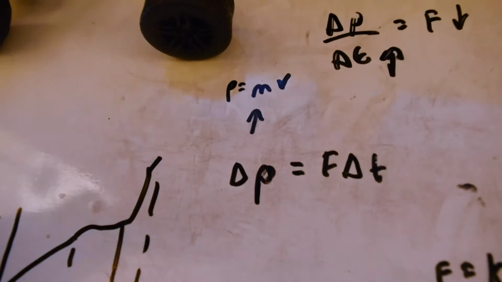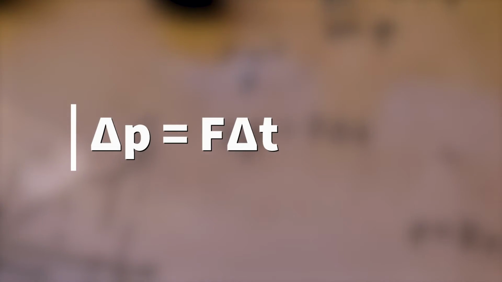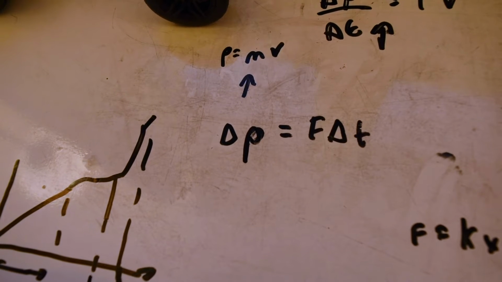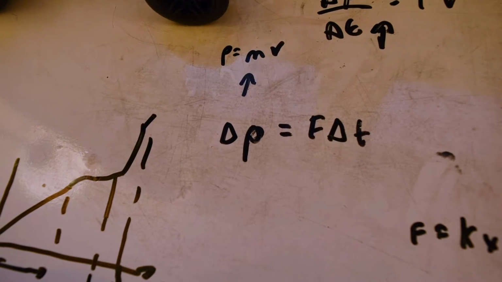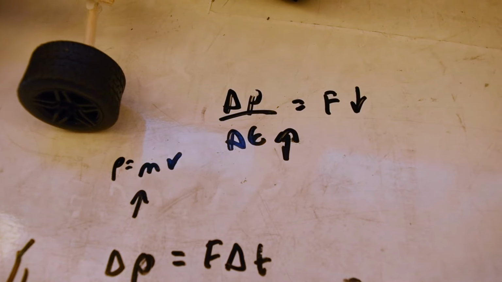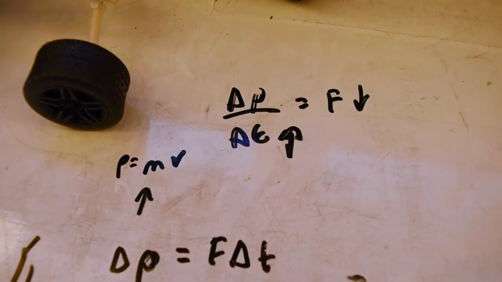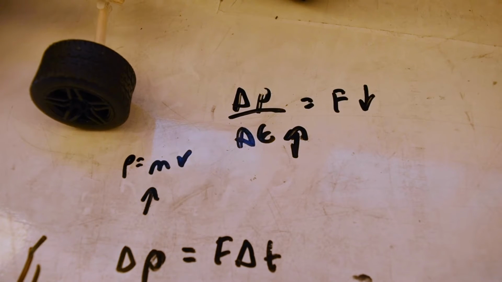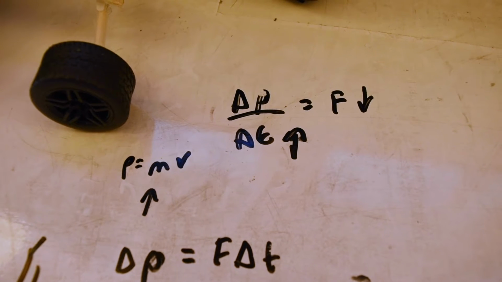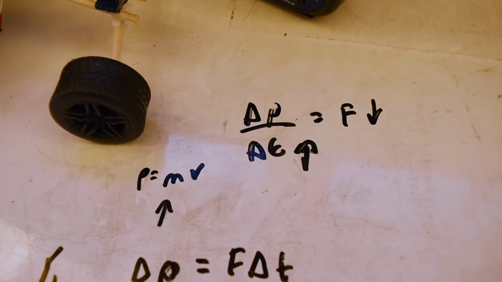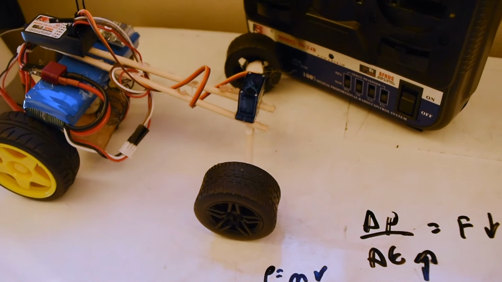Something which is derived from that equation is delta P equals force times delta T, which is the change of momentum equals force times the change of time. If you rearrange that equation, you will quickly notice that force is inversely proportional to delta T. Essentially, you want to maximize delta T to minimize the force on a vehicle. And this is useful in the crumple zone.